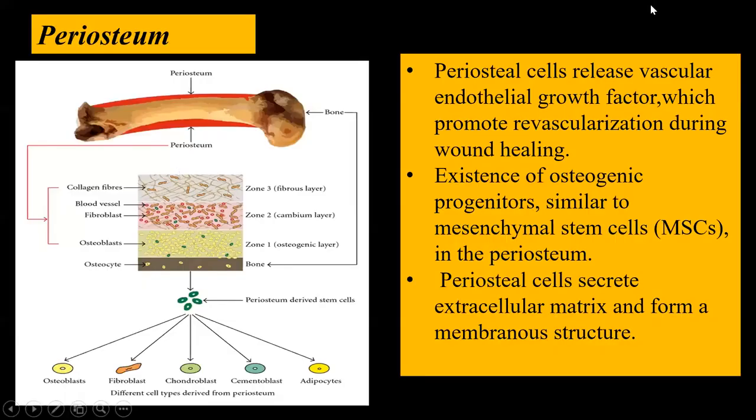The periosteum again has three important layers. That is the cambium layer, which is very rich in blood vessels and fibroblasts, the osteogenic layer, which is rich in the cellular source, and the third, zone 3, being the fibrous layer, predominantly made of collagen fibers. You also have periosteum-derived stem cells, and they play a very important role. They are similar to mesenchymal stem cells, and they play a very important role in wound healing. They promote revascularization, they provide growth factors, etc.